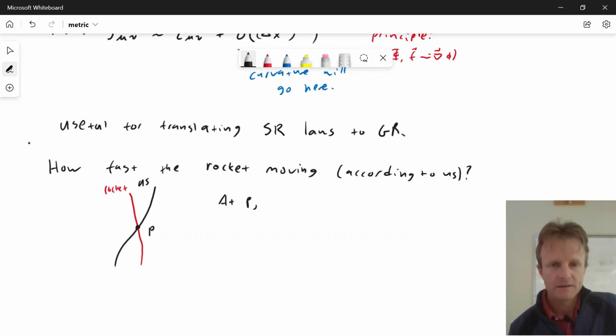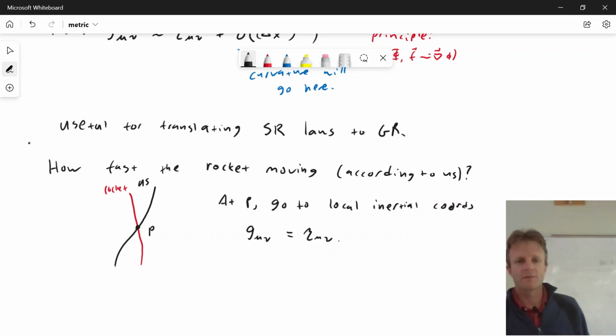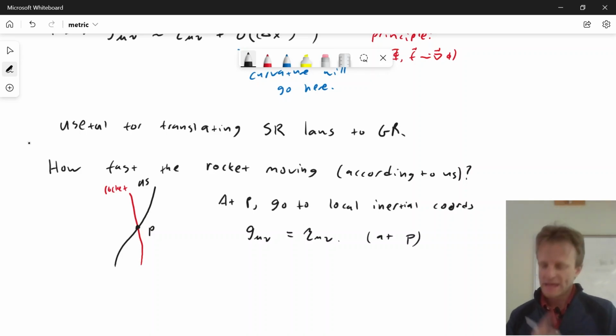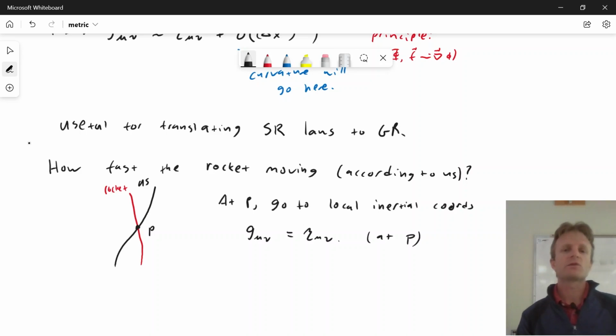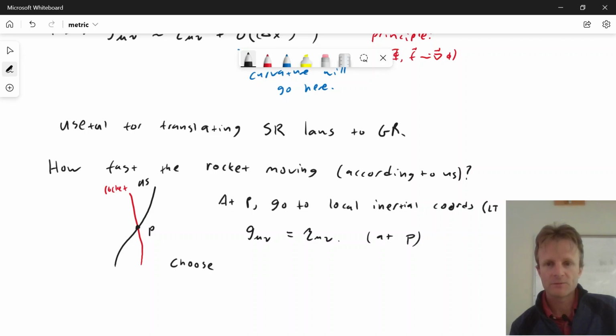at P, go to local inertial coordinates. Okay, so g mu nu is equal to eta mu nu at P. And now we say, okay, let's use our Lorentz freedom, right? We still have local Lorentz boosts and rotations and so on. Let's use our Lorentz boost to make this our rest frame. So choose these, let's call this LIC so I don't have to keep writing them. So choose LIC to be our rest frame.